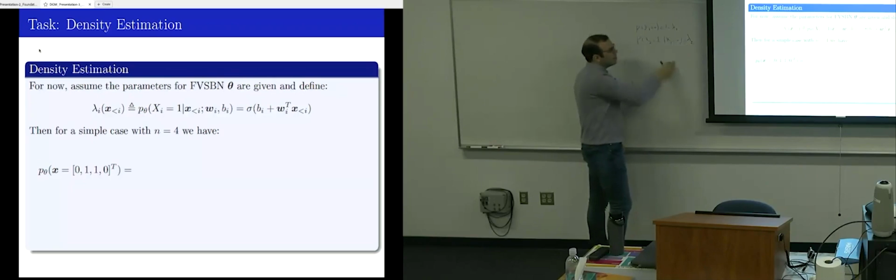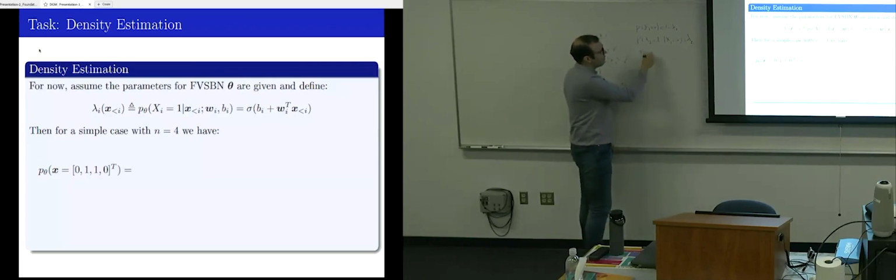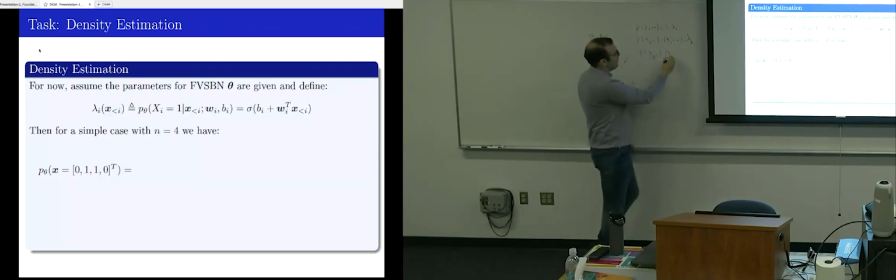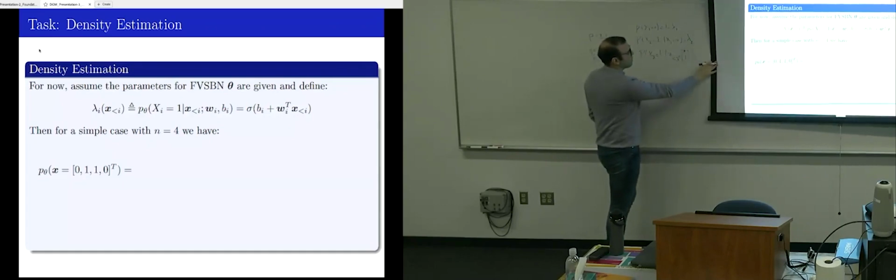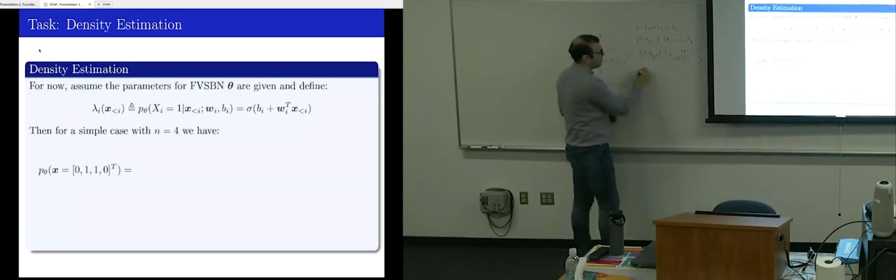And continue this procedure. Given x1 is 0, or I can write it in this form: x less than 3 equals 0 and 1. This is aligned with our notation. What is this probability? Exactly, it's lambda 3.